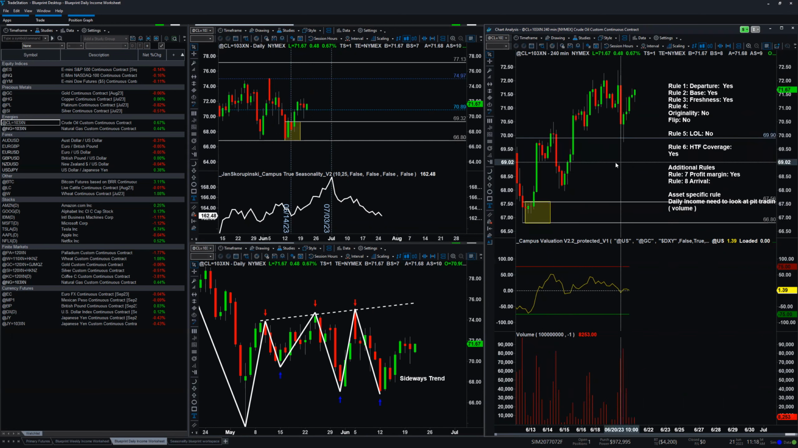But still, let's say we didn't look at volume in this example, we would have put in that level. Then we would have said, well, explosive move, yes. Base, all right, not the best because it's not indecisive, but we could still use that as a base. It's non-original, it's not a flip. Higher time frame coverage, 68, 70, yes.